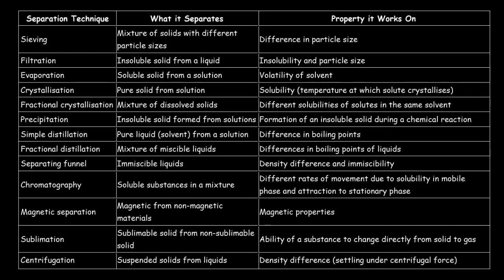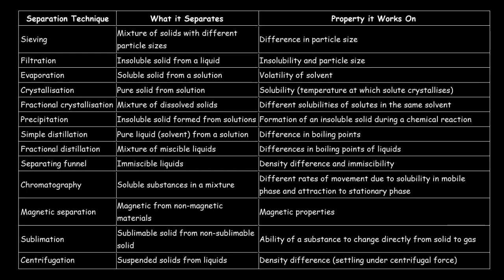Then we have fractional crystallization, which is used for a mixture of dissolved solutes. Same thing with crystallization, it works on the different solubility of solutes in the same solvent. The next is precipitation, which is used for insoluble solid formed from solution. Formation of an insoluble solid during a chemical reaction is the property it works on.